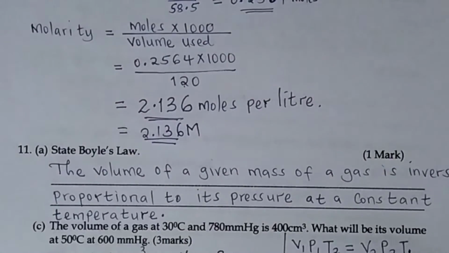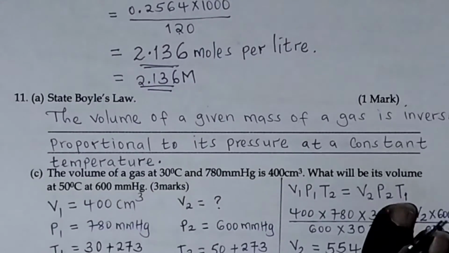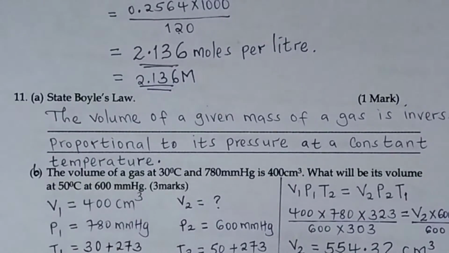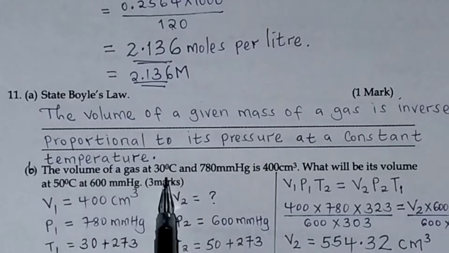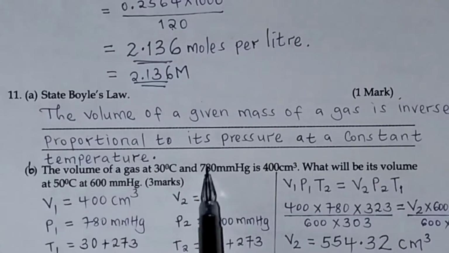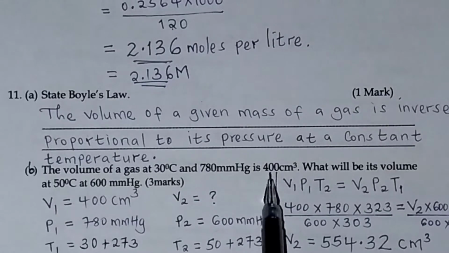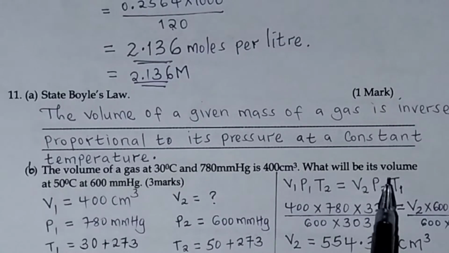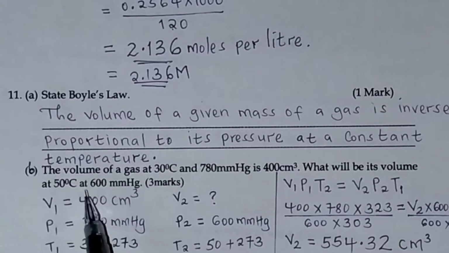So, but P, we are told the volume of a gas at 30 degrees Celsius and 740 millimeter mercury is 400 centimeter cube. What will be its volume at 50 degrees Celsius at 600 millimeter mercury?